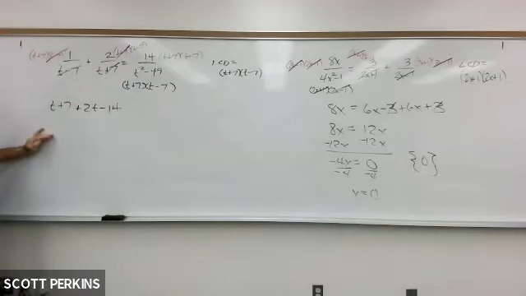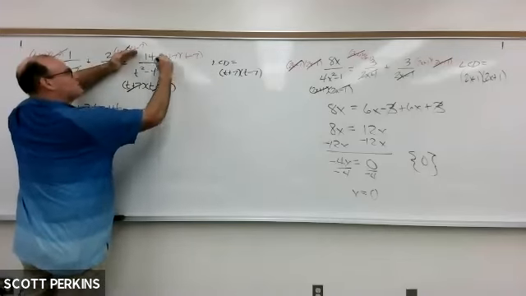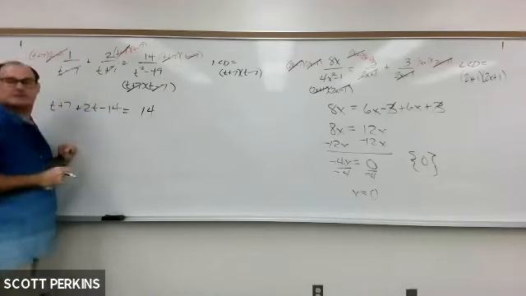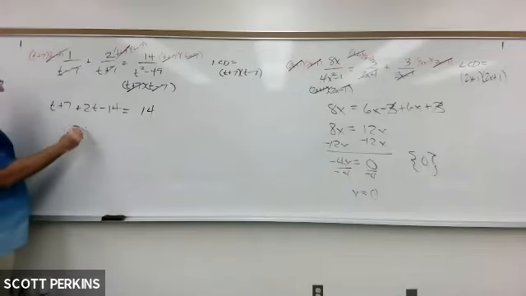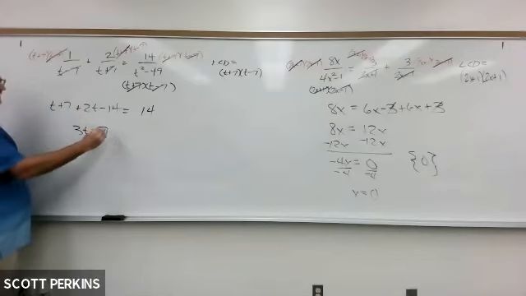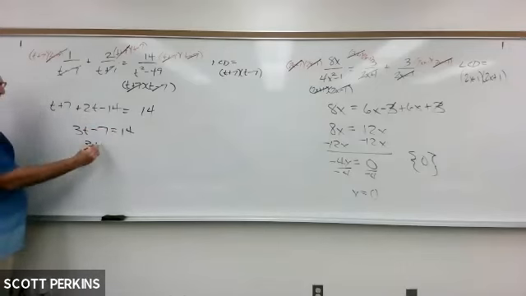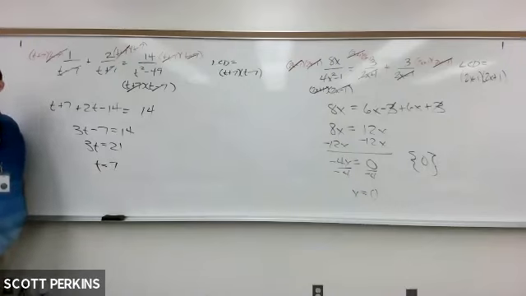Still good? And then over here, everything cancels. And so what's left on the right side of this? There it is. So I've just got a linear equation. There's no square here, so I don't have to get everything on one side. So t plus 2t, that's 3t. 7 minus 14 is negative 7. I'm going to add the 7 to both sides. I'm going to divide both sides by 3. And the solution is t equals 7.